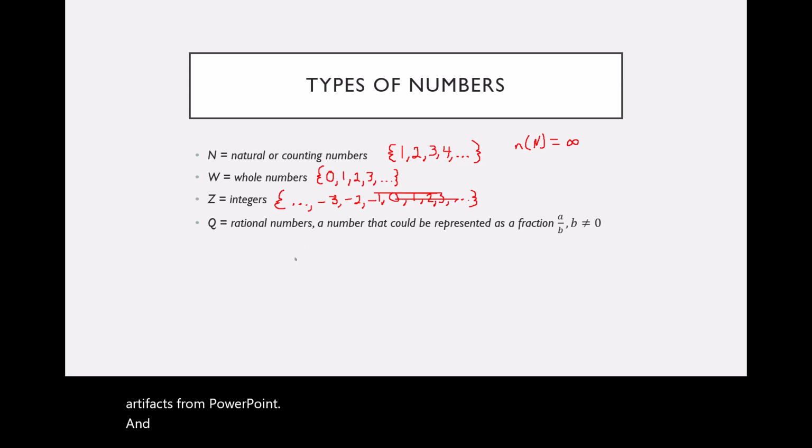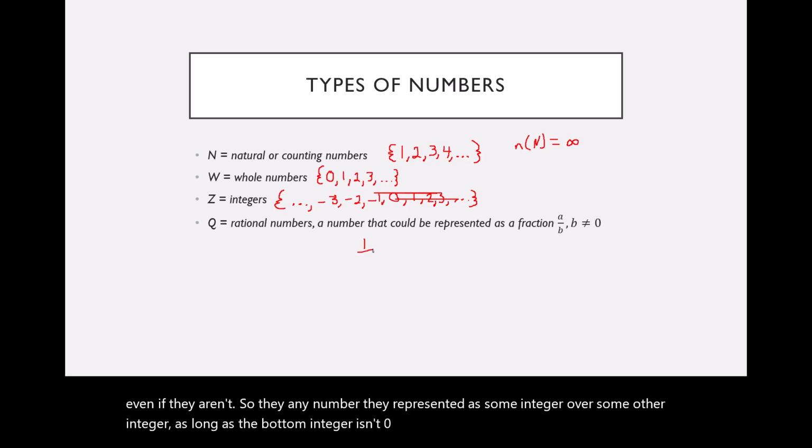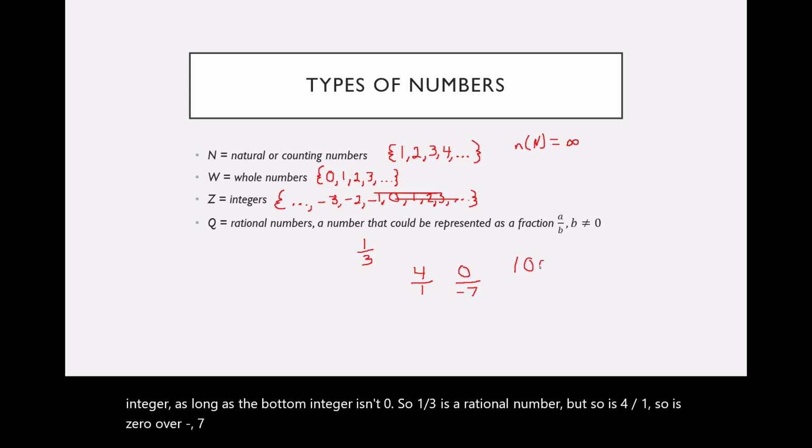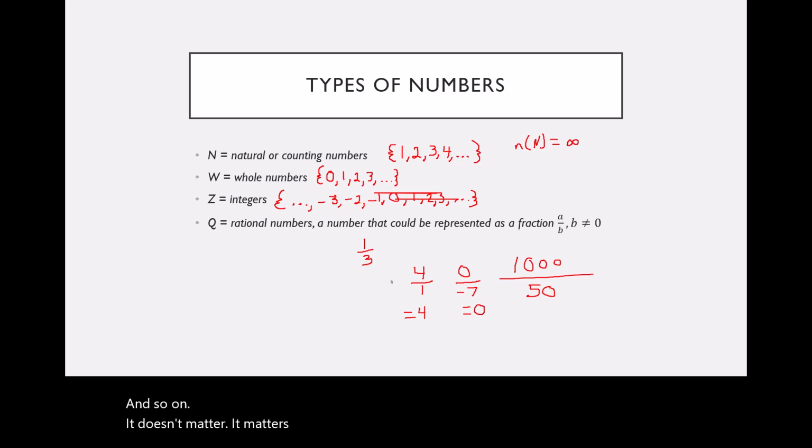And then finally, the rational numbers are numbers that could be represented as a fraction, even if they aren't. So any number that could be represented as some integer over some other integer, as long as the bottom integer isn't 0. So 1/3 is a rational number, but so is 4 over 1. So is 0 over -7. So is 1,000 over 50. Now, many of these could be simplified, right? 4 over 1 simplifies to 4. 0 divided by -7 is 0, and so on. It doesn't matter. It matters that they could be represented as a fraction.